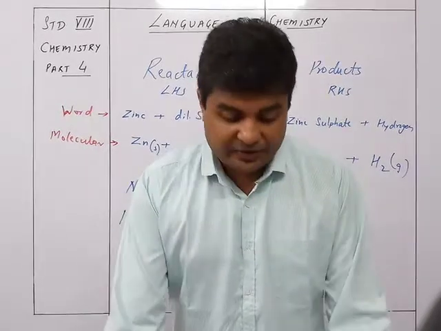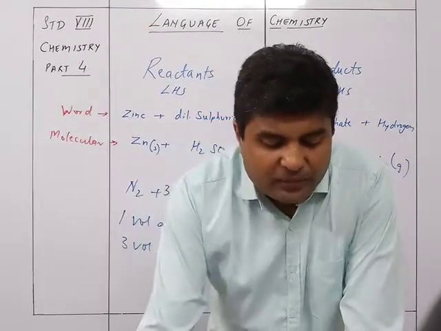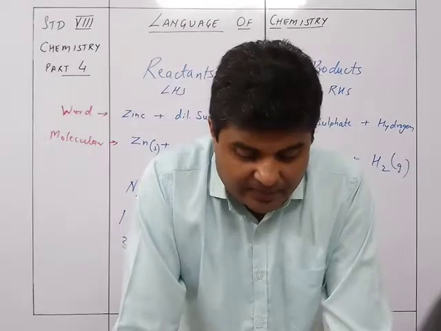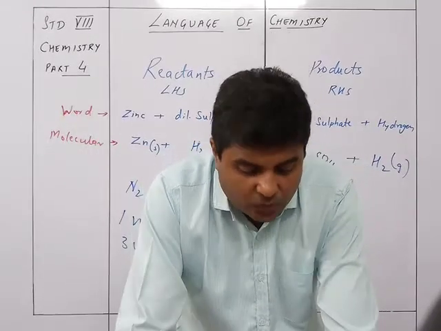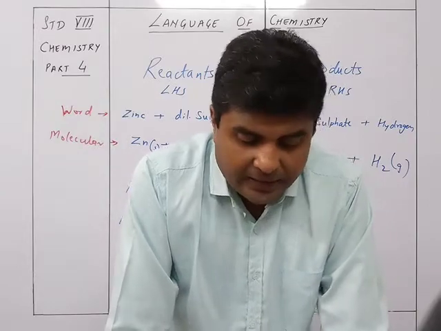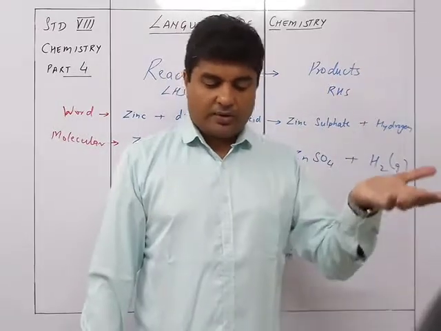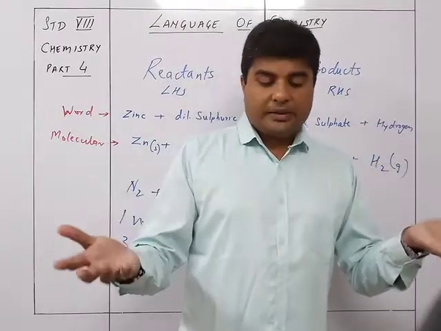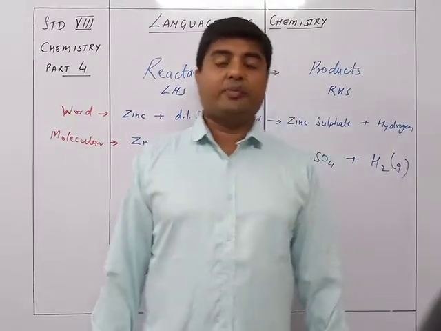So what is a balanced equation? It is one in which the number of atoms of each element of the reactants is equal to the number of atoms of each element of the product. That is, the number of atoms of each element of the reactant is equal to the number of atoms of each element of the product.